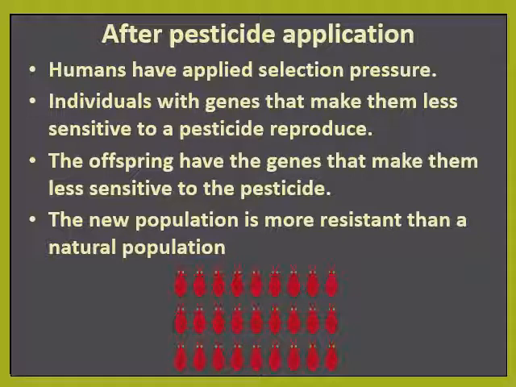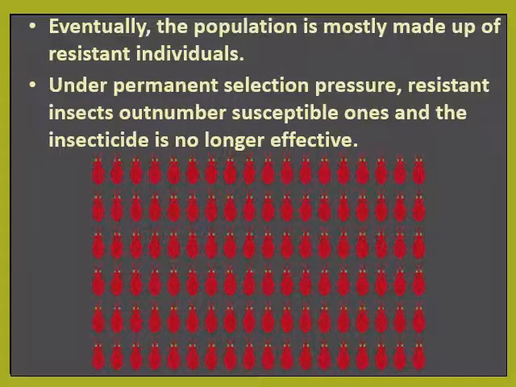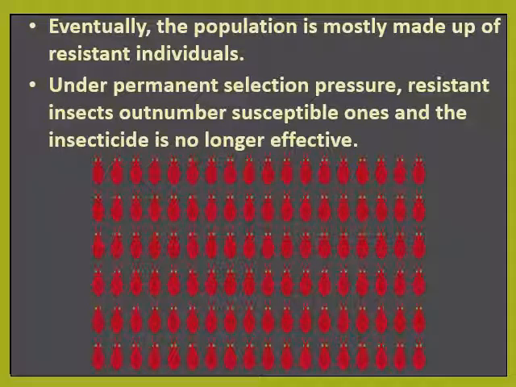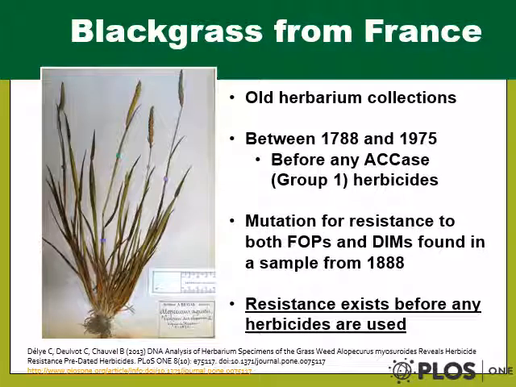Now, in a real scenario, there might be new susceptible individuals that would come in. There might be a seed bank or a reservoir of susceptible individuals. And a number of factors make it so it doesn't necessarily go from susceptible to resistant in one generation. But this is what you try to understand when you study how this will occur. And eventually, the population is going to be mostly resistant individuals. That resistance mutation will be very frequent. And when the selection pressure keeps going, the resistant individuals outnumber susceptible ones, and the pesticide will no longer be effective. This is an example of the proof that these resistance mutations really do exist in populations before the herbicide's ever used.